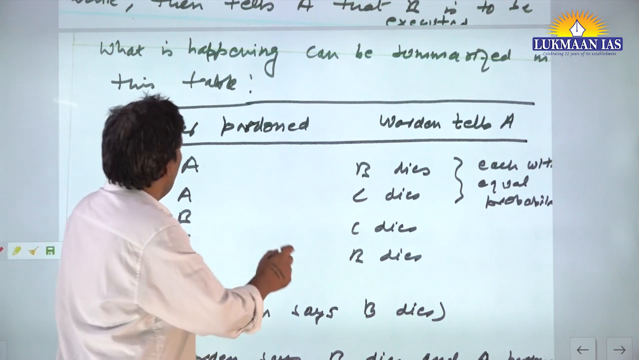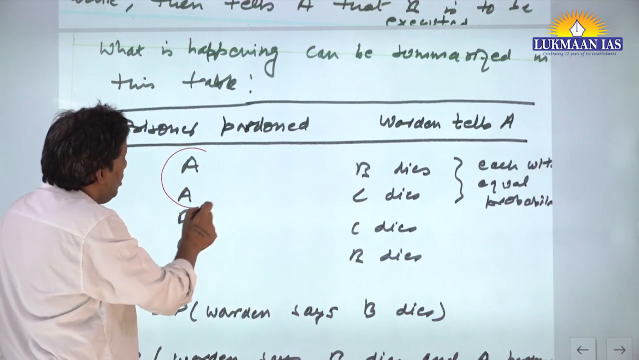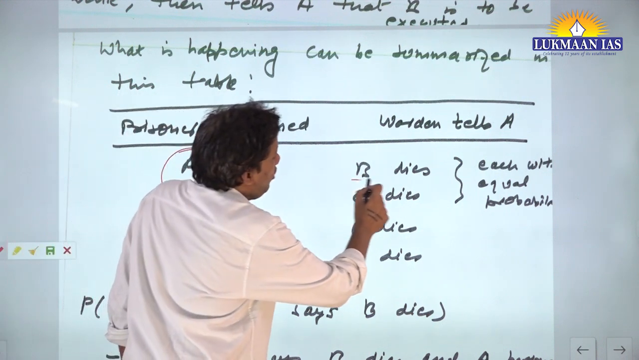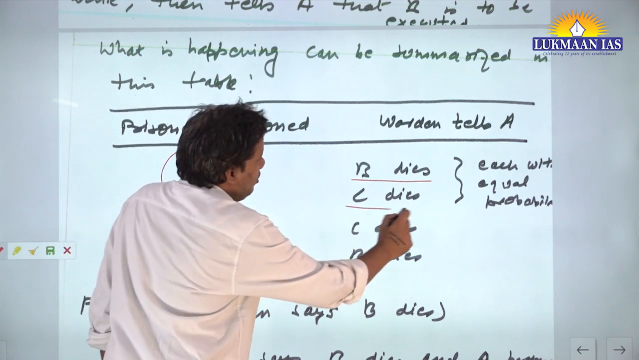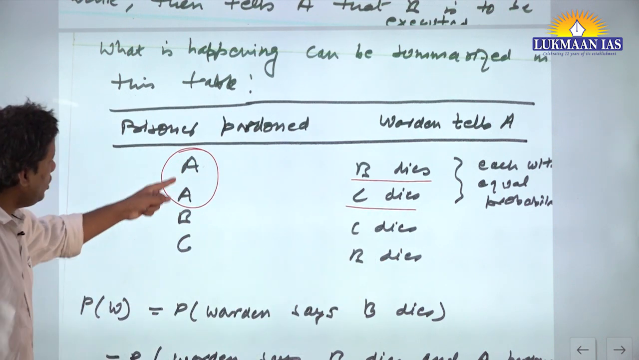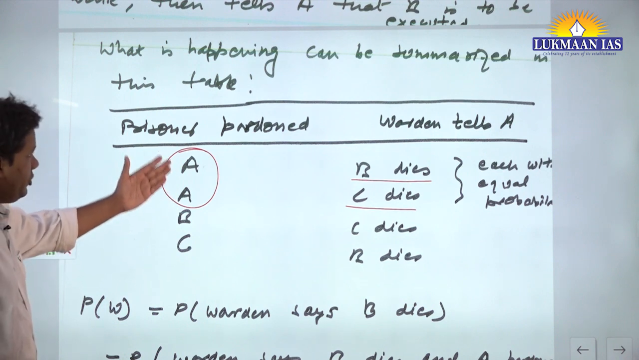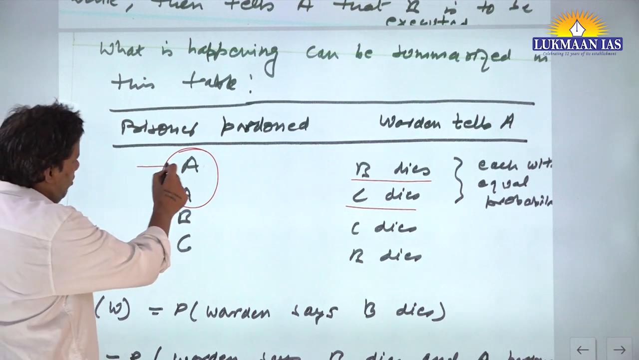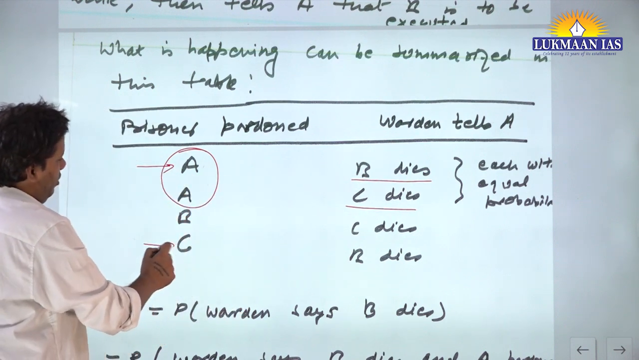Just a minute. Suppose B dies, okay. The warden says that B dies and C dies, then in both cases A will be pardoned, right? There are chances that if B dies, then A might be pardoned, and if C dies, A might be pardoned too.